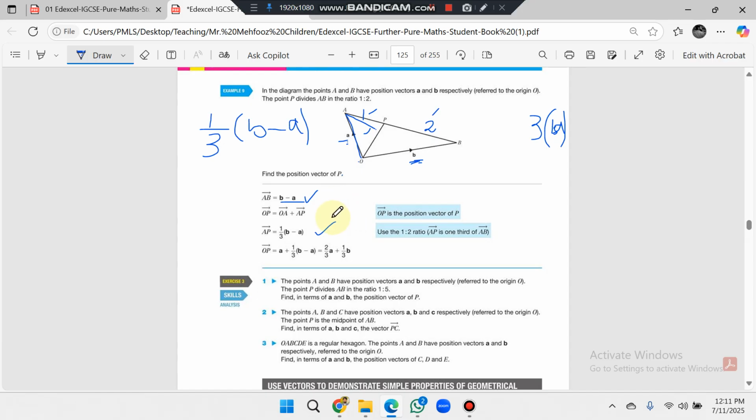Okay, sorry, this is the value of AP. After finding the AP, we just put the value of AP into this equation, and we also know that the value of OA is small a. So OP is equal to small a plus 1 over 3 times b minus a, which is equal to 2 over 3 a plus 1 over 3 b.